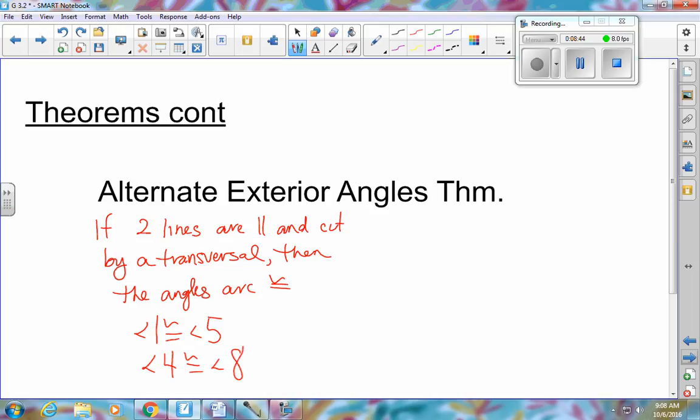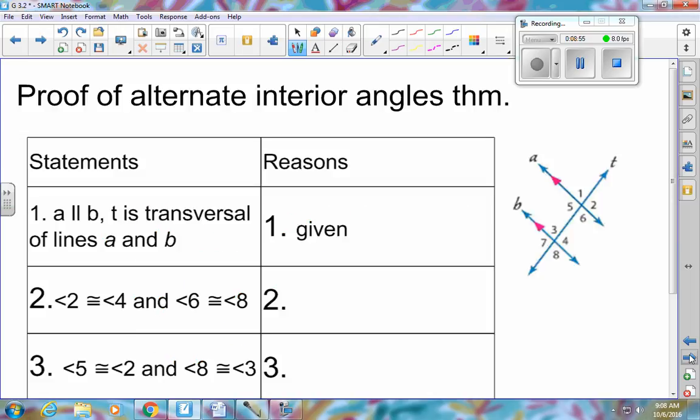Now, if you notice on your notes there, I accidentally typed again, alternate interior angles theorem. You can cross that one out. We already did that. And next, we're actually going to do a quick proof, and we're going to prove why alternate interior angles are the same. Okay, so let me scroll here so we can see.